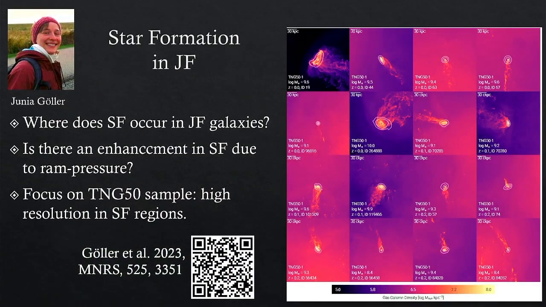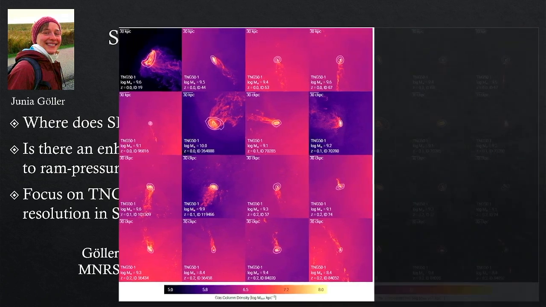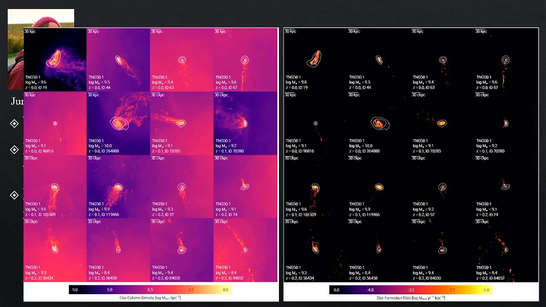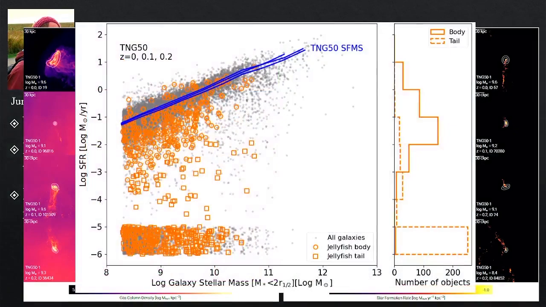We looked at the star formation in jellyfish galaxies, especially this body versus tail. This is led by Yunya, another PhD student. We can see here the map of jellyfish galaxies, and here we're showing the star-forming gas, so you can see they're star-forming in the body, but many of these have star-forming regions in the tails as well. Here, here, here. So we find star formation in the jellyfish tails.